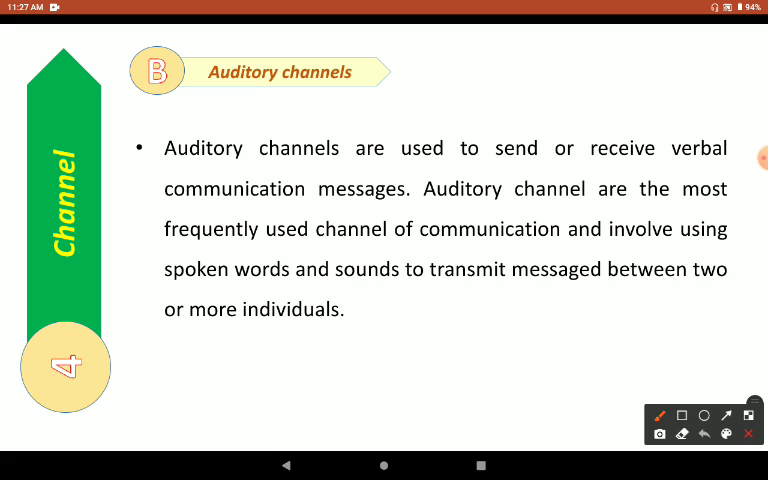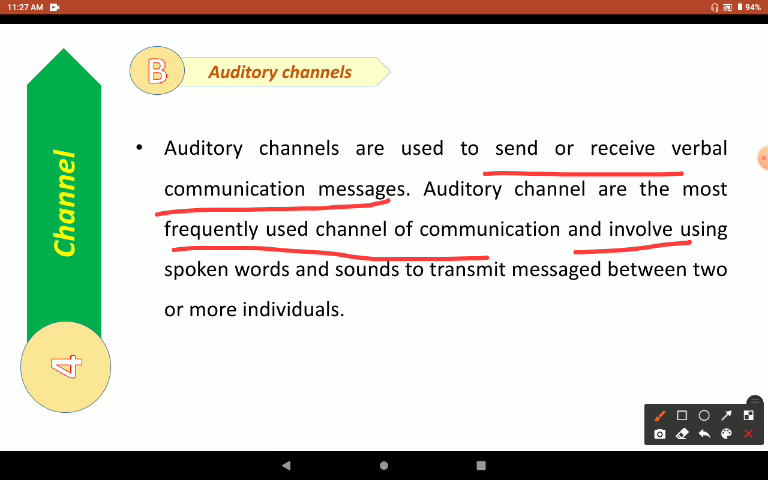Auditory channels, by the name itself, the communication process will be by listening. Auditory channels are used to send or receive verbal communication. That visual communication is, we can say, non-verbal communication, and here the auditory channels will be the verbal communication. Auditory channels are the most frequently used channel of communication, involving spoken words and sounds to transmit messages between two or more individuals.